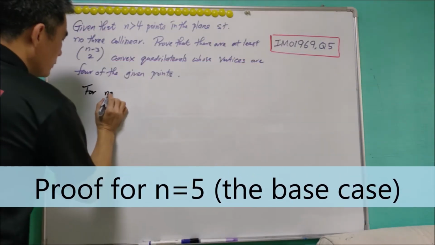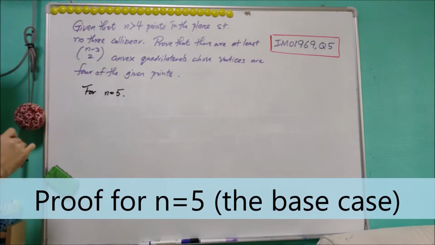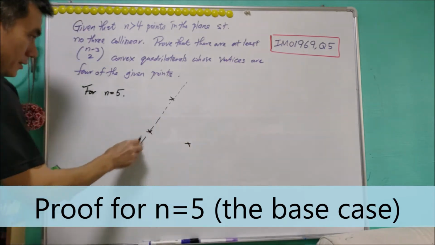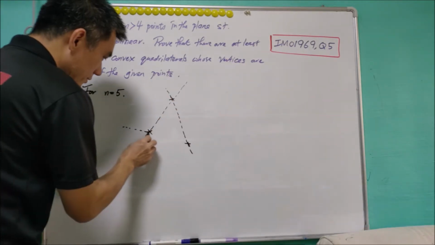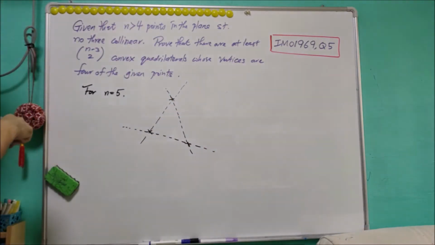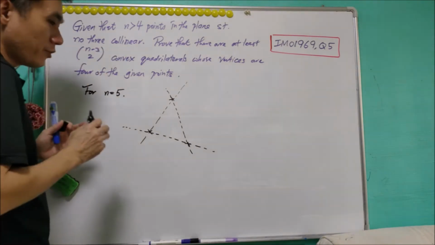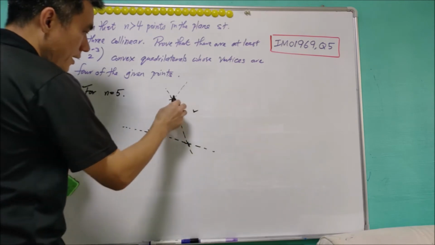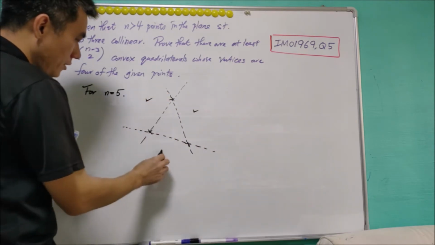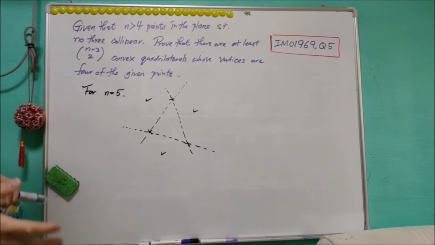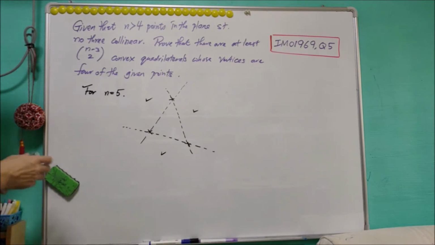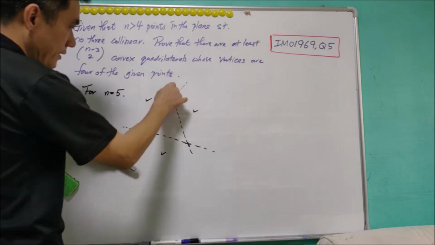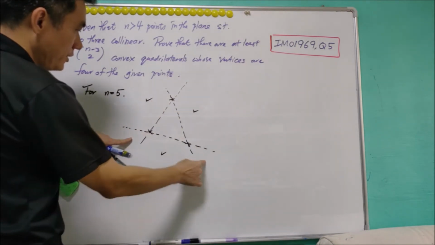For n equals 5, this is the base case. We'll consider any 3 points. We will form a triangle because no 3 are collinear. If one of the points lies in this region, then we are done. Or this region, then we are done. If not, then the 4th point and 5th point have to be in one of these 3 regions.